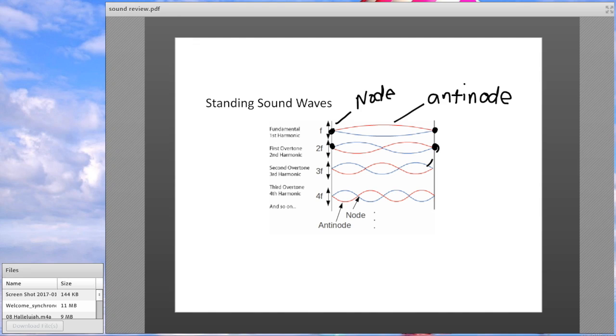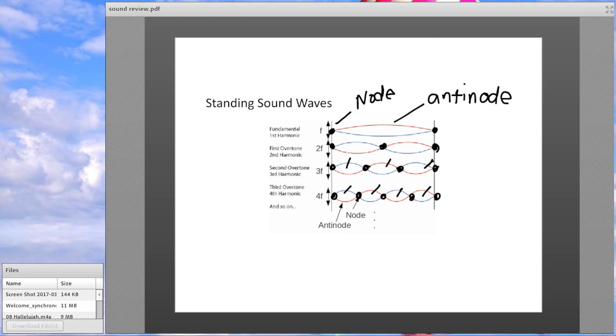For the first harmonic, you're going to have one antinode and two nodes. For the second harmonic, you're going to have three nodes and two antinodes. For the third harmonic, you're going to have 1, 2, 3, 4 nodes, and then 1, 2, 3 antinodes. For the fourth harmonic, you're going to have 1, 2, 3, 4, 5 nodes, and 1, 2, 3, 4 antinodes.